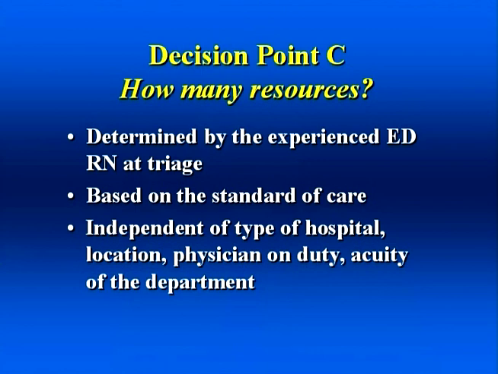So we've now addressed decision point A and B. Let's move on to decision point C. How many different resources will this patient consume? Research has demonstrated that experienced emergency department nurses are actually very good at predicting how many different types of resources a patient will consume. This is based on the standard of care for a given chief complaint or diagnosis. It is independent of the type of hospital, location of the hospital, physician on duty, or acuity of the department. Of course, there may be some regional variations in physician ordering. For example, in some areas of the country, routine x-raying of an injured toe may not be done.